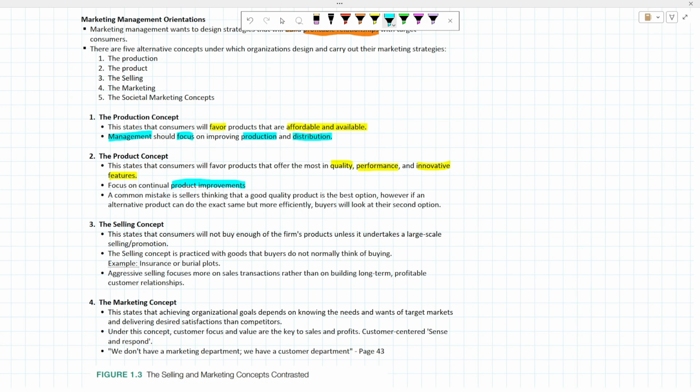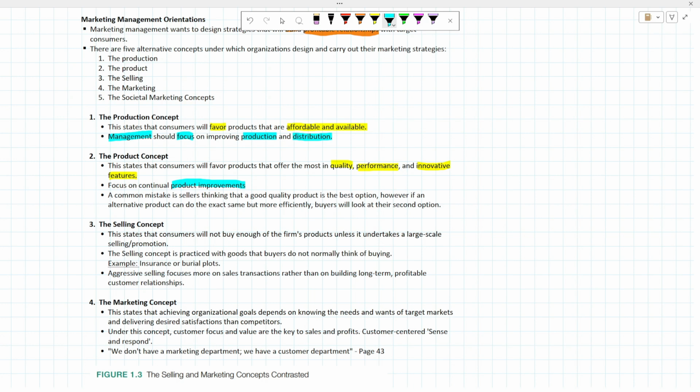So 3, the selling concept. This states that consumers will not buy enough of the firm's products unless it undertakes a large-scale selling and promotion. So the selling concept is practiced with goods that buyers do not normally think of buying. An example of this is insurance and burial plots. This is a good example because no one thinks of buying a burial plot until after they're dead. But through marketing and the selling concept, they'll realize before that, and that's how they get their sales.